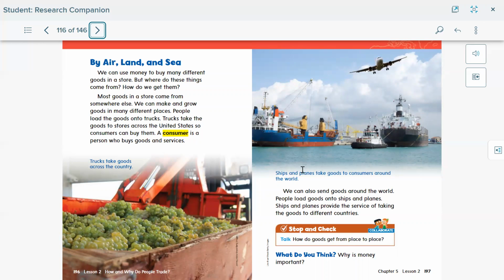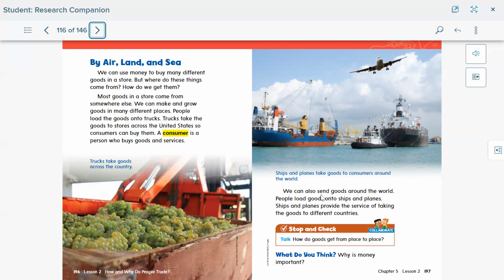Ships and planes take goods to consumers around the world because not everything grows in the same state or the same country. Some stuff you need to get from a different state or a different country. We can also send goods around the world. People load goods onto ships and planes. Ships and planes provide the service of taking goods to different countries.